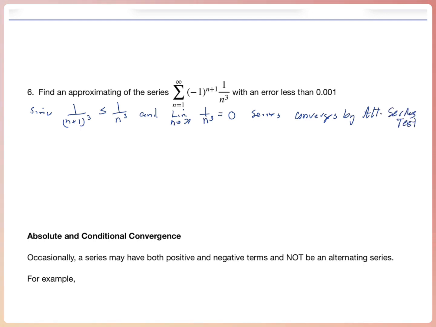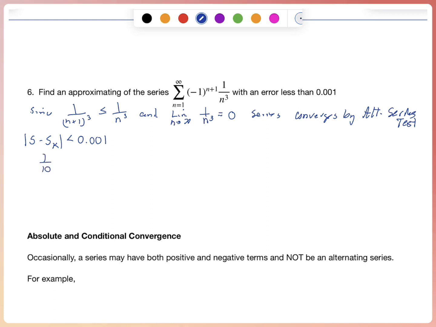Okay, we were given a little bit. We were given that our error is less than 0.001. So the error is the absolute value of S minus S of k, whatever our k value is. And that needs to be less than 0.001. We can rewrite that as 1 over 10 cubed. And if I look, that means my next term that would be smaller than that would be 1 over 11 cubed. So that's what we're going to go to.